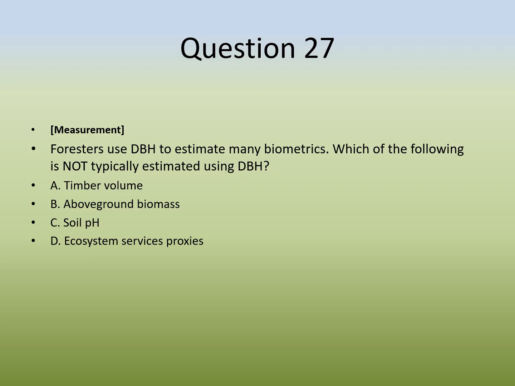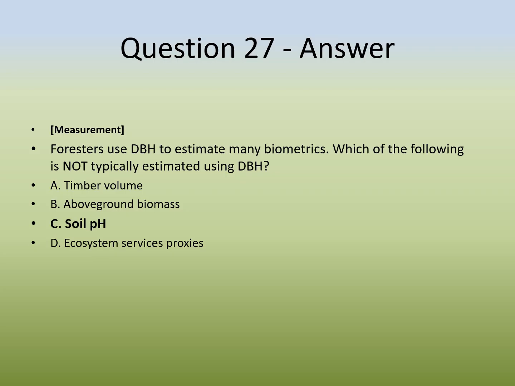Question 27. Foresters use DBH to estimate many biometrics. Which of the following is not typically estimated using DBH? A, timber volume. B, aboveground biomass. C, soil pH. Or D, ecosystem services proxies. The answer is C, soil pH.